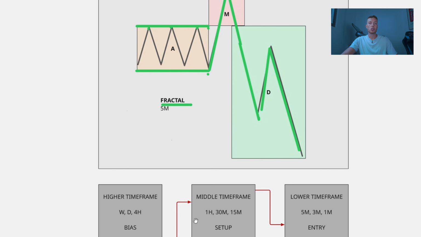Our middle time frame, such as the hour, the 30, or the 15 minute, is where we're going to be looking for a setup. Now, I know it seems like a very high time frame to be looking for setups, but we do actually lower the time frame and refine when it comes to the entries. And this area here on the middle time frame is mainly going to be for our sweeps of liquidity.